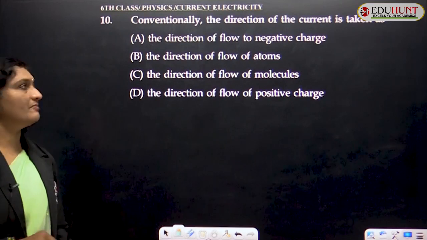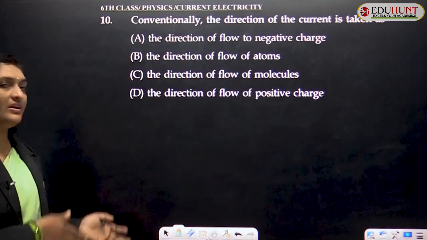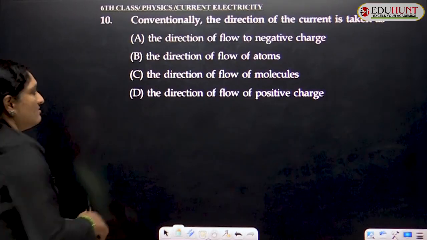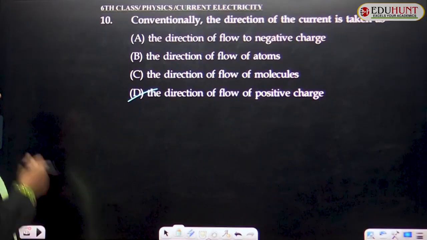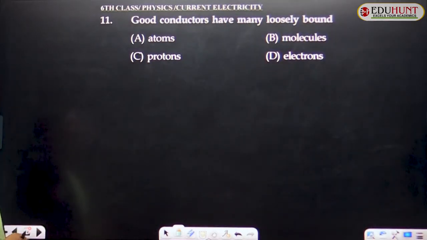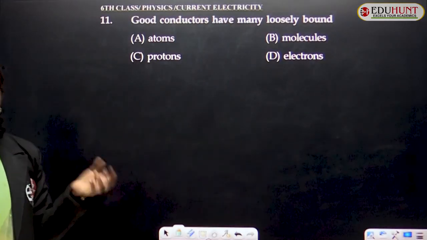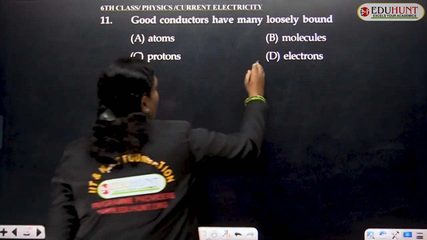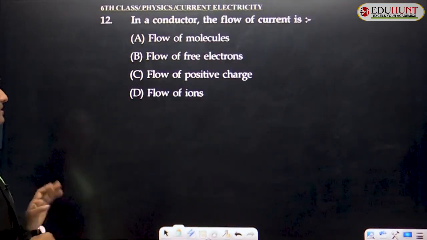Conventionally means positive. The direction of the current is taken as the direction of which one? Positive charges. Hence, option D. Conventional means positive charges it starts from. Well, the 11th one, good conductors have many loosely bound, what are they? Electrons. Conductors have a large number of free electrons.